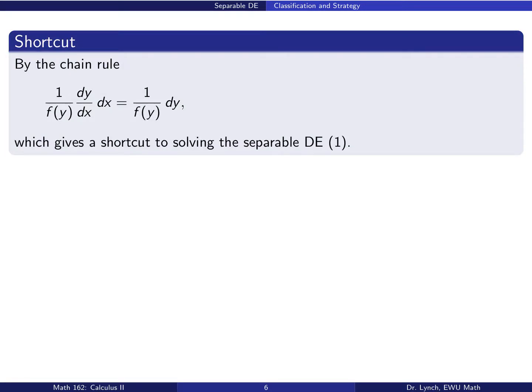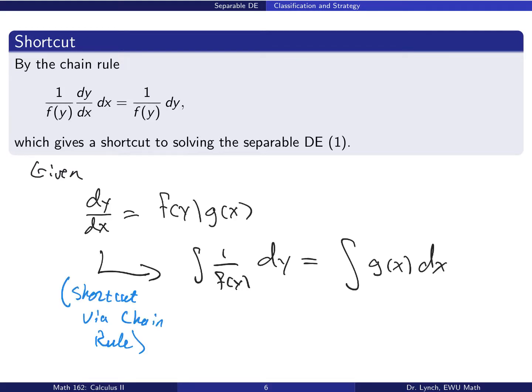Okay, it turns out that that little chain rule trick always works. And in practice, what you do is just separate all the y's and all the x's and then integrate both sides. Here's what I mean by that. What's really happening is that dy/dx times dx is equal to dy by the chain rule. In practice, we think of moving the differential dx over to this side and moving the f of y over to that side, expressing our separated differential equation as the integral of 1 over f of y dy equals the integral of g of x dx.